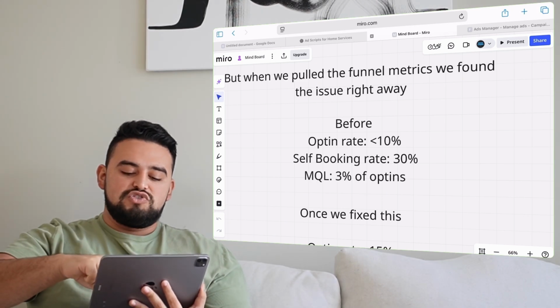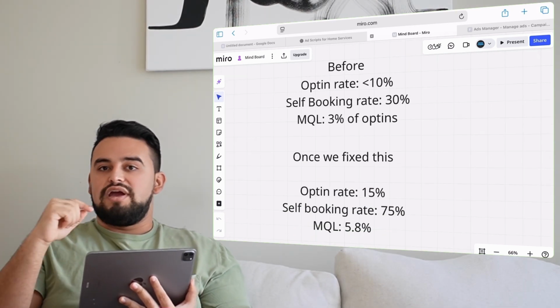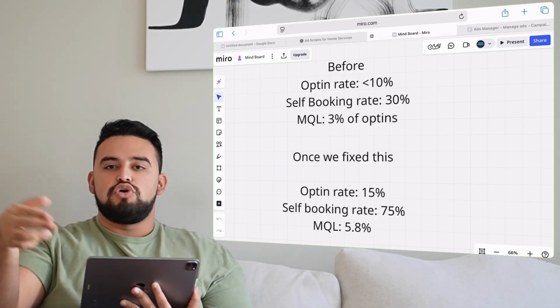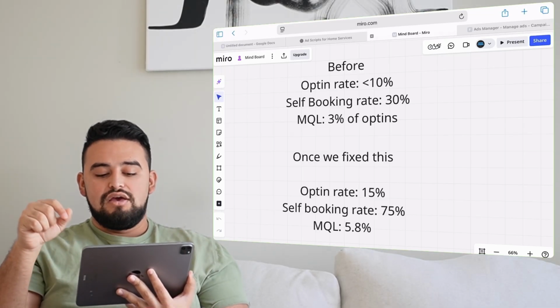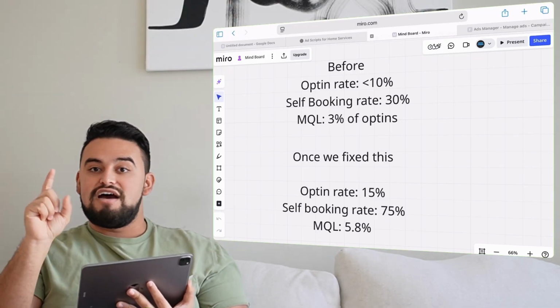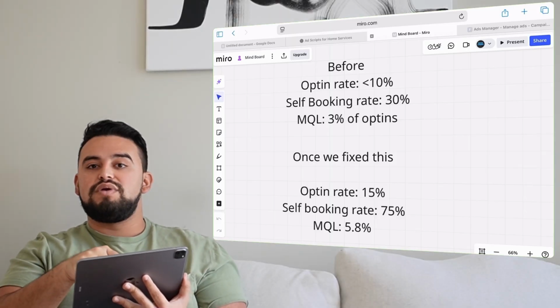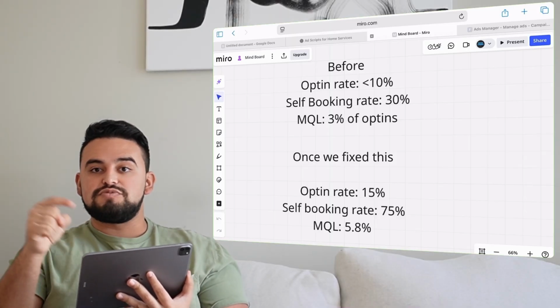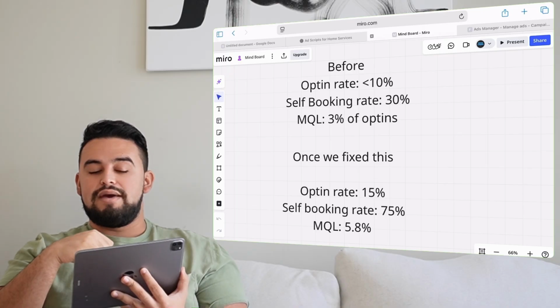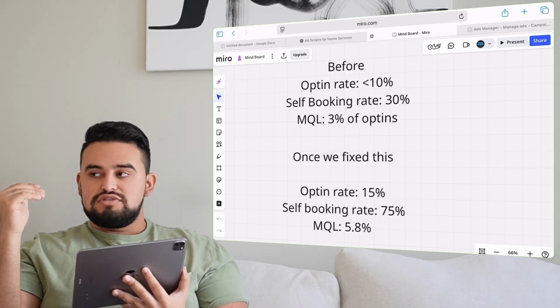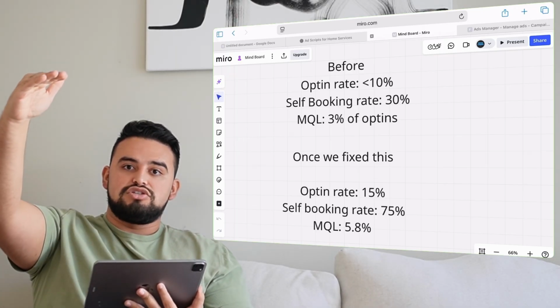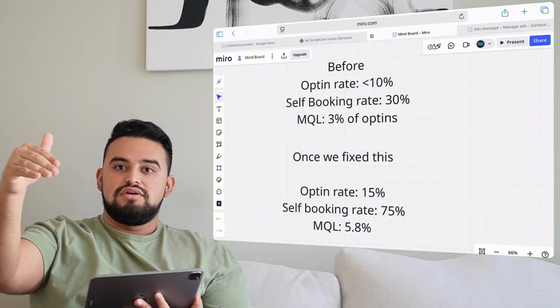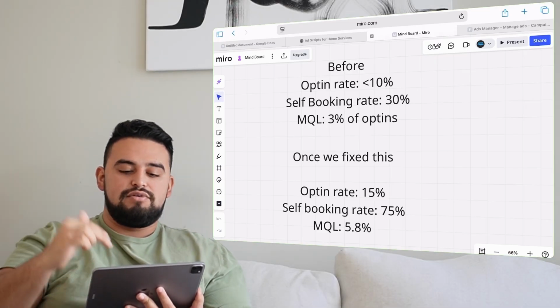We did the embed. Once we fixed it, their opt-in rate, which also ties into the application, we'll get more into that in a second, went up to 15%. Their self-booking rate went to 75%, which means right there we had a 2.5x in their number of bookings just by fixing their self-booking rate, okay? That alone takes their cost per schedule from $500 to $150 before we fix anything else. That is a massive improvement.